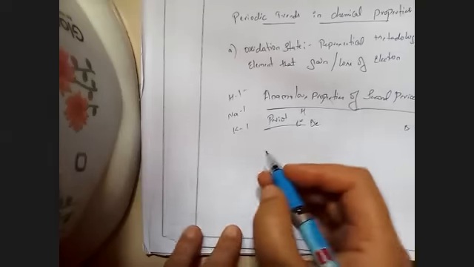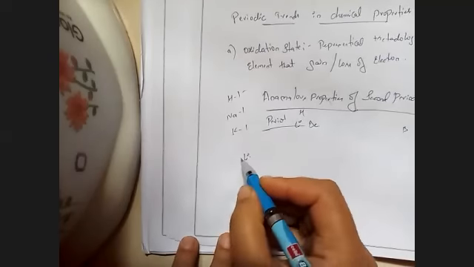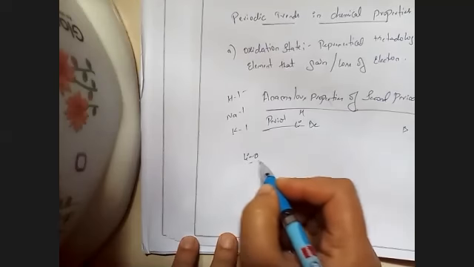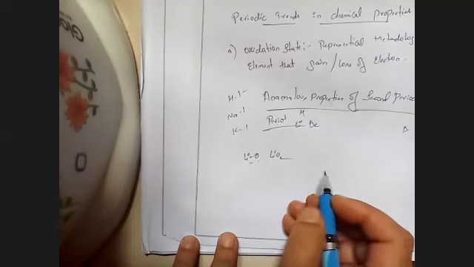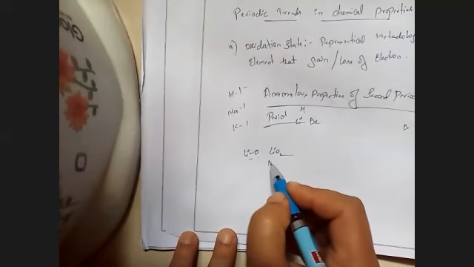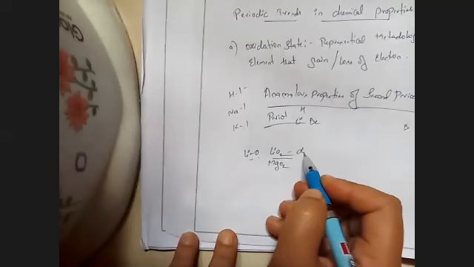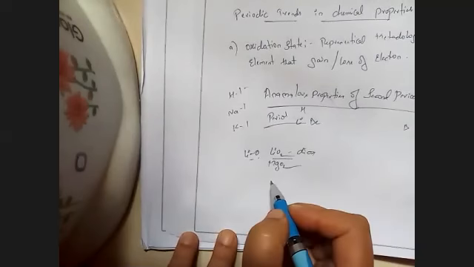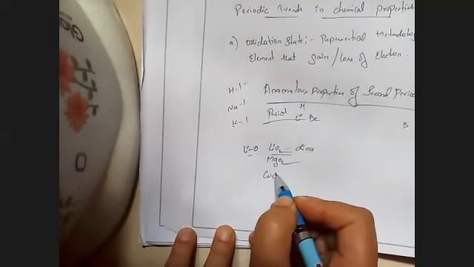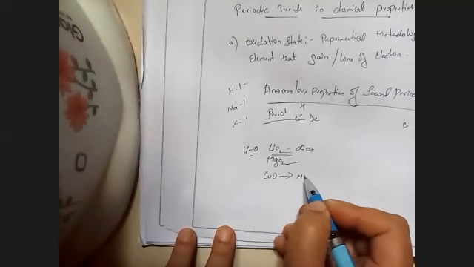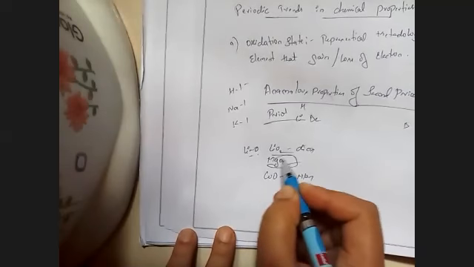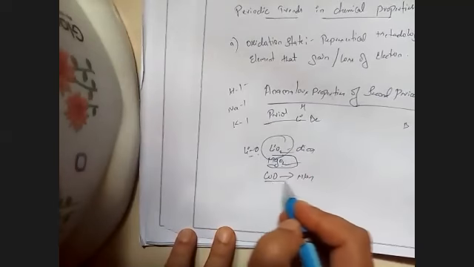To simplify, if lithium combines with oxygen, it will give lithium oxide, LiO2. If magnesium, MgO2. So these are dioxides. But copper will give copper monoxide. So here these two form dioxide and this one forms monoxide.